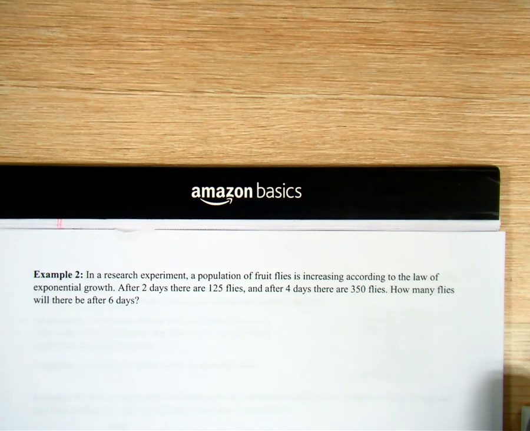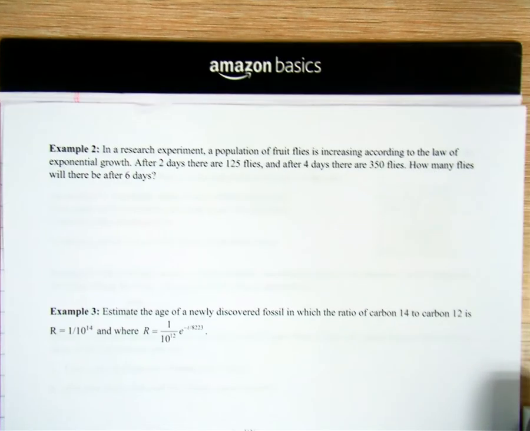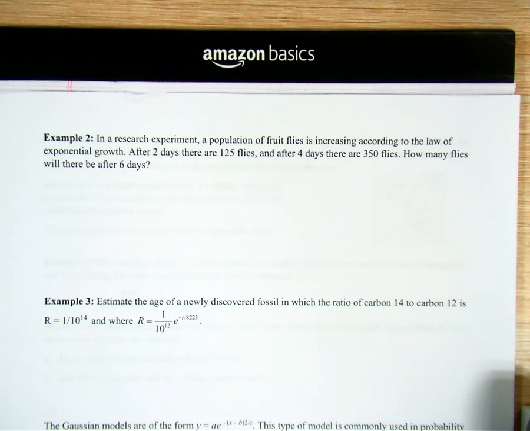All right. In a research experiment, we got some fruit flies. I can't stand fruit flies. Increasing according to the law of exponential growth. After 2 days, there are 125 flies. And after 4 days, there are 350 flies. How many will there be in 6 days? So you've got to use the given information and come up with the equation, and then from the equation go forward and figure out 6 days. Okay?